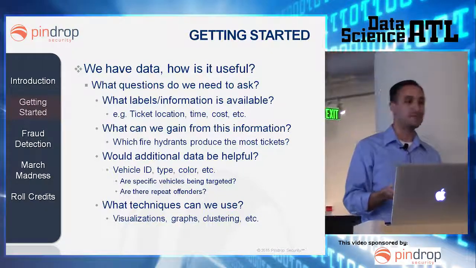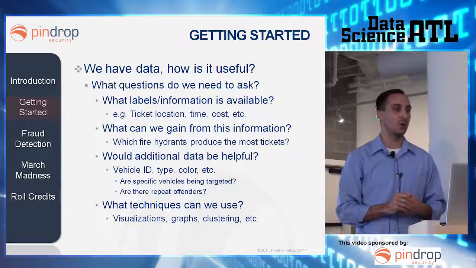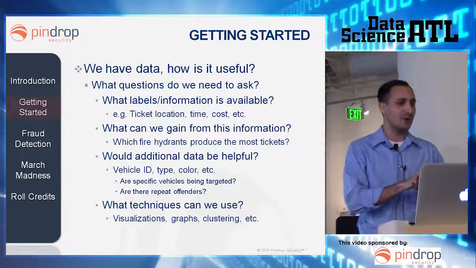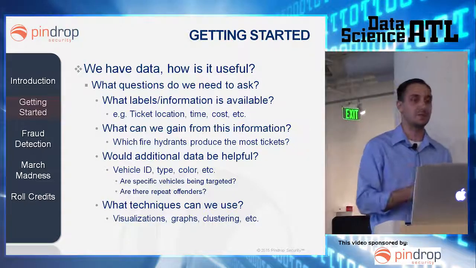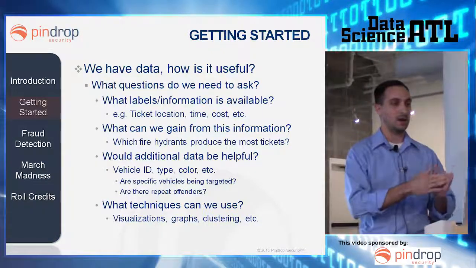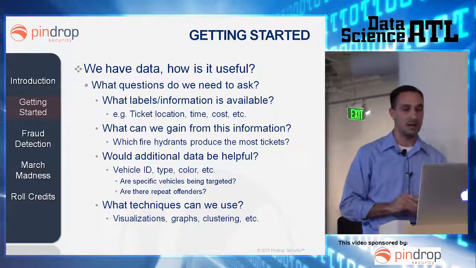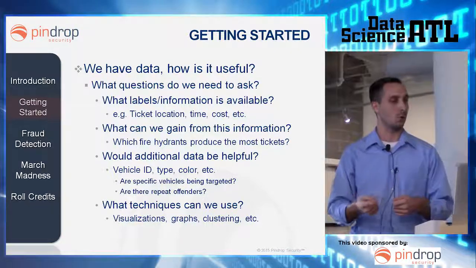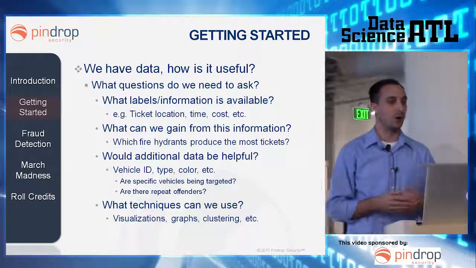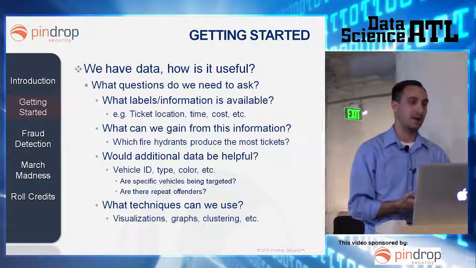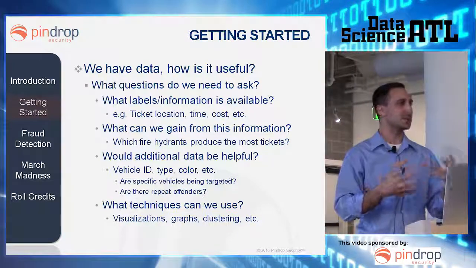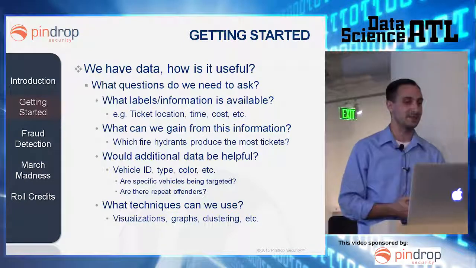All right, so what can we gain from this? So the example I just gave, which fire hydrant produces the most tickets? That might be useful. Okay, so how about, are there any other data sources that might be available? So if we could gather a vehicle identifier, like a license plate number or some anonymous identifier that's unique to the vehicle, the type of the vehicle, the color, then we can start asking more questions like, are specific colors of vehicles being targeted just because they stand out more? Or more expensive vehicles being targeted? Are there repeat offenders, if people are being ticketed more often than others? So you can start to build out a case and start to understand this data.